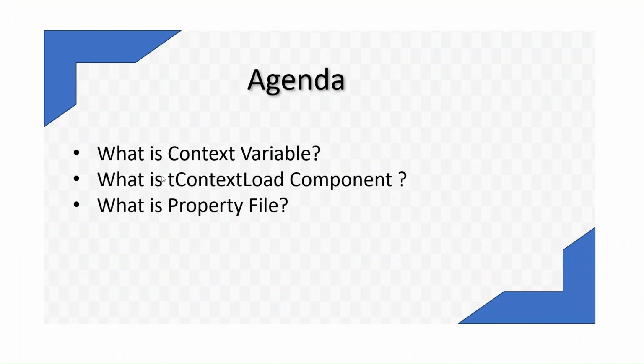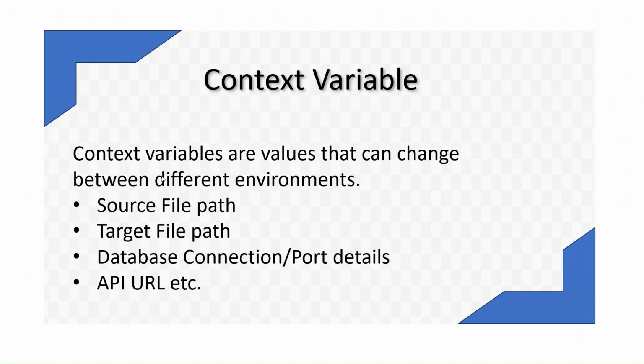So, to understand the concept, we have to understand three things over here. What is context variable, what is tContextLoad component, and what is a property file. Let's understand these things one by one. So what are context variables? Context variables are the values that can change between different environments.